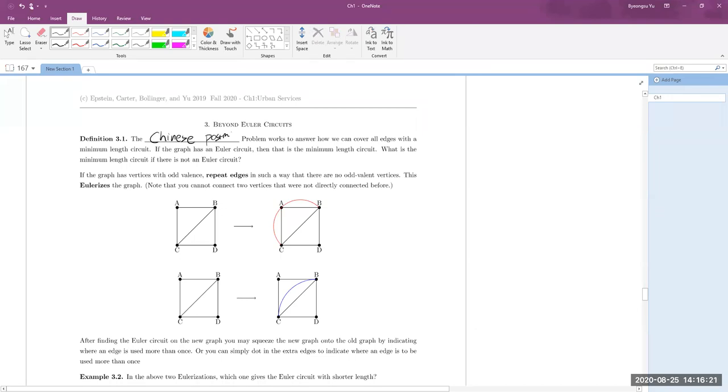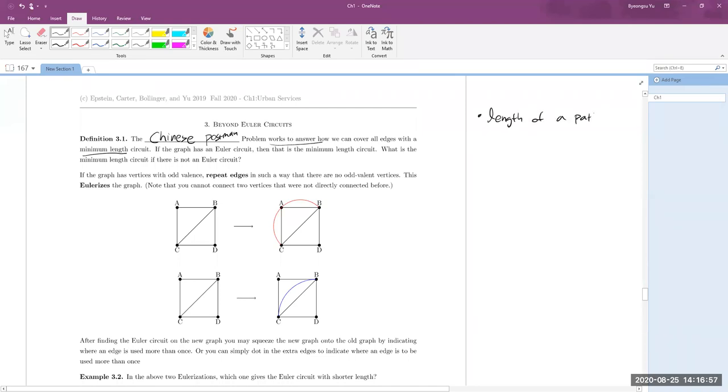So it is actually another name of the traveling salesman problem, right? Because a postman also just goes everywhere to deliver their mail. So the Chinese postman problem works to answer how we can cover all edges with a minimum length circuit, right? The length of a path is nothing but how many edges are used for each circuit.